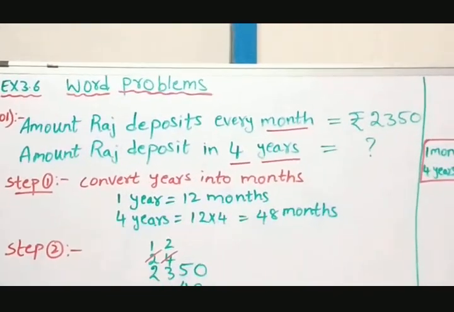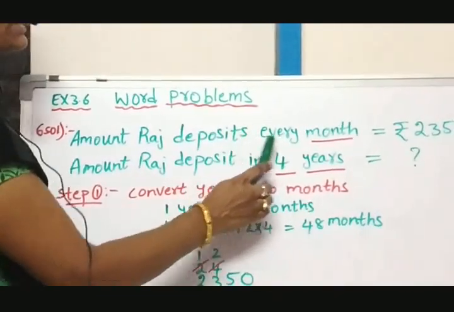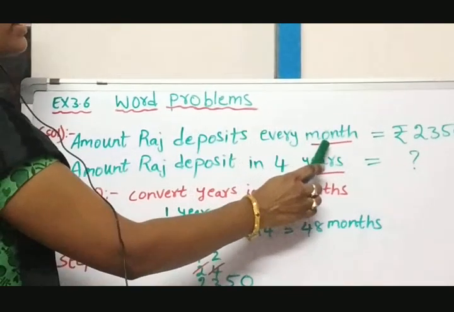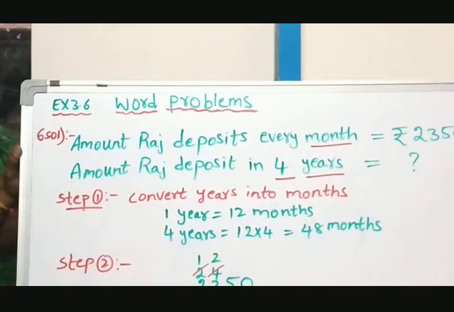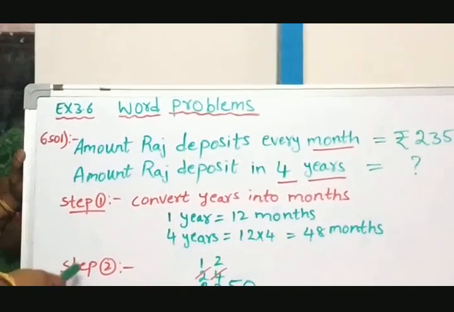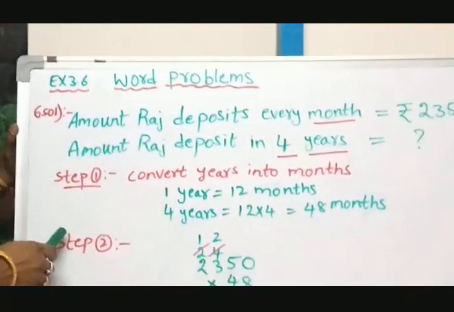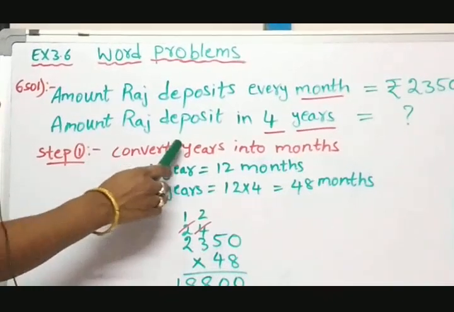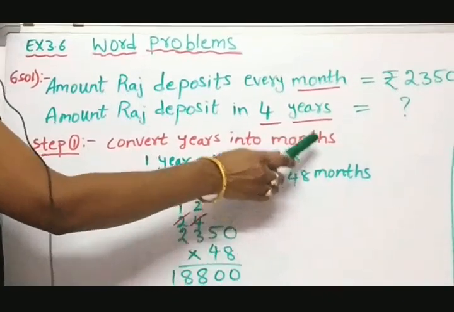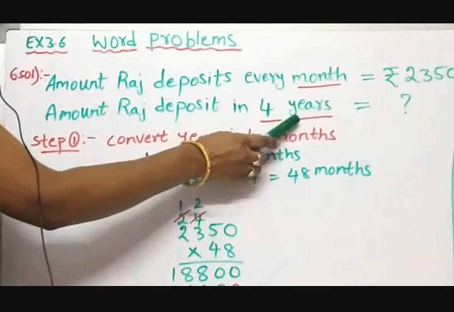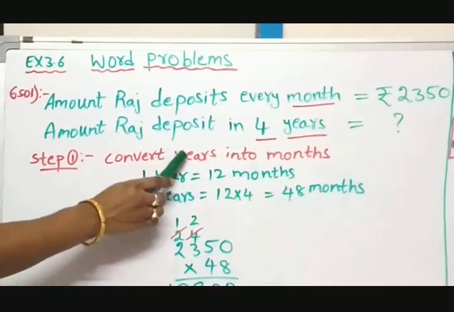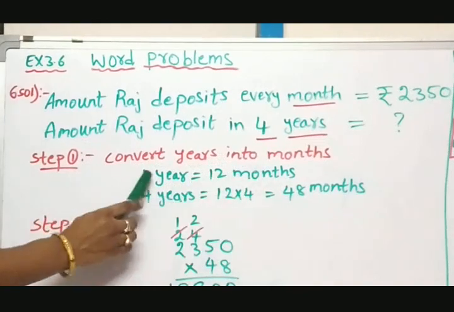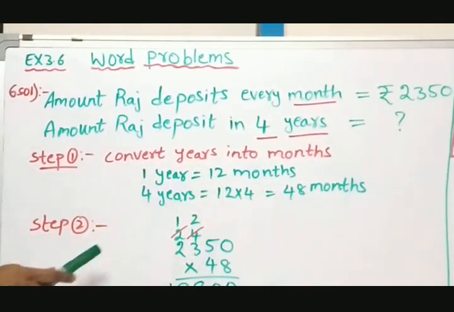Here you need to understand one point. Here the depositing amount is given in months and we need to find it in years. So we have to do the solution in 2 steps. First step is we have to convert the years into months. Here it is given in years. They are not asking in months. So first we need to convert years into months. 1 year is equal to 12 months.